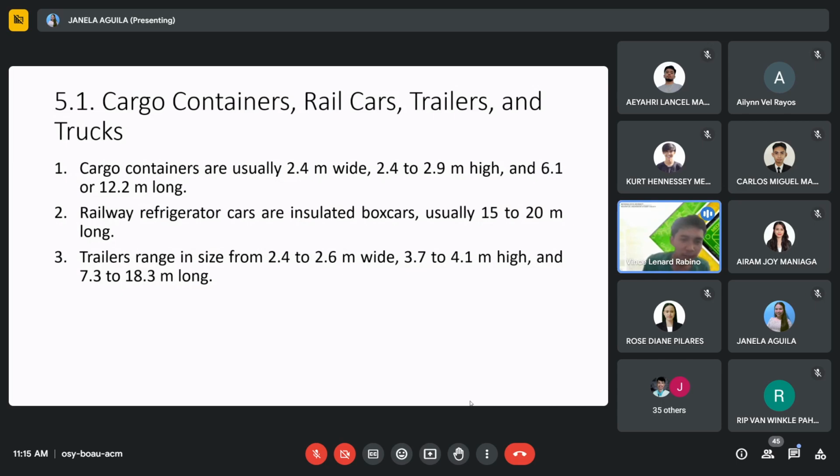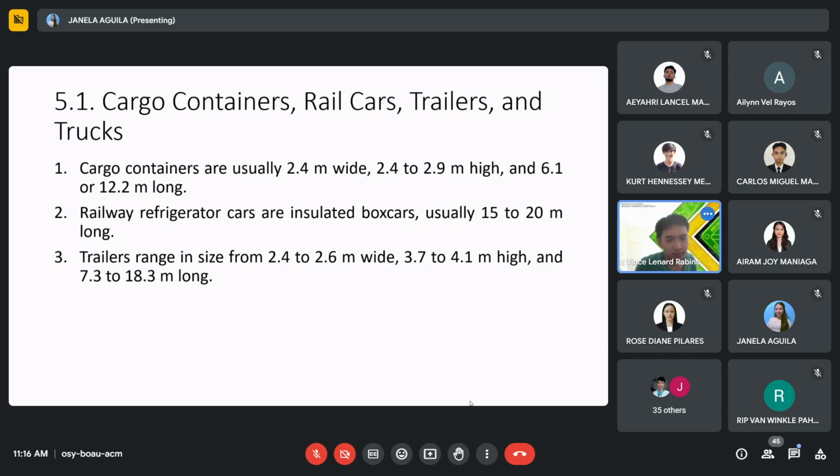And then ang second naman po natin ay yung mga railway refrigerator cars. Ito po yung mga part ng rail transport system na nag-o-offer ng means to move temperature sensitive cargo efficiently. Kumbaga mas efficient po siya since dire-diretso lang po ang takbo dun sa railway. Usually po ang mga railway refrigerator cars ay 15 to 20 meters long.